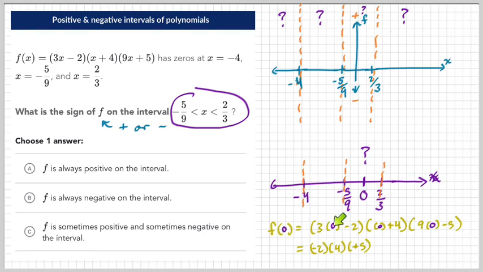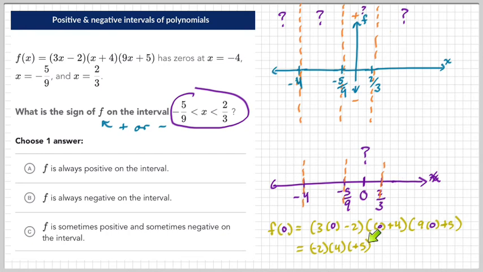3 times 0, minus 2, negative 2. This one, 0 plus 4, positive 4. This one, 9 times 0, that should say plus 5. Oh, I messed that up, sorry guys. But I just made the correction. New video. So plus 5, and so that one's going to be positive 5.